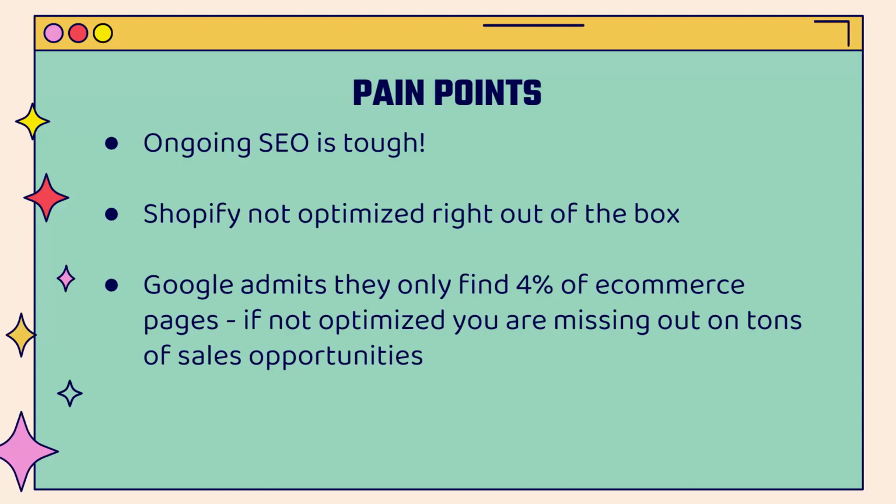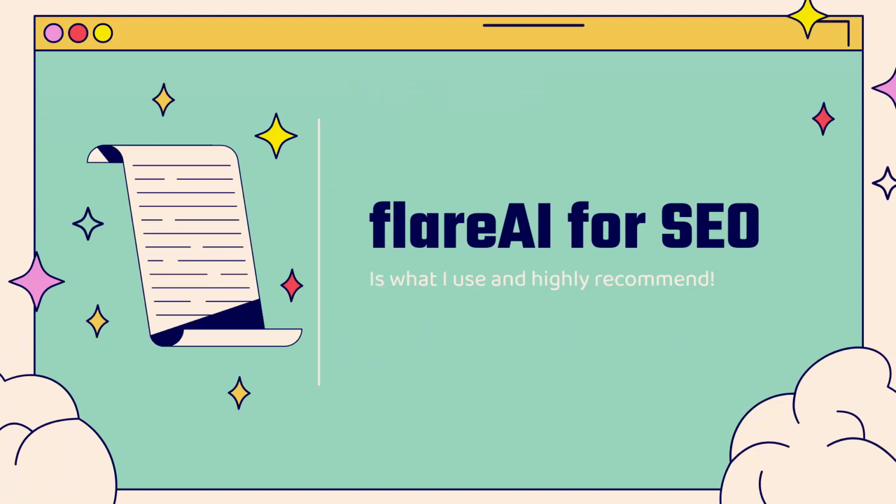And the crazy thing is, Google admits they only find 4% of e-commerce pages. So if you're not optimizing your store, there's a really high chance that you're missing out on these really great organic sales opportunities. So how are you going to do this? Well, I'm going to show you the app flareAI. Great tool for search engine optimization. It's what I use. It's what I highly recommend.